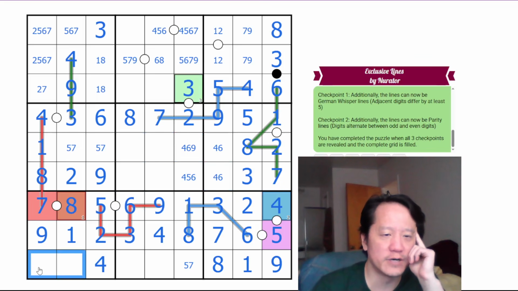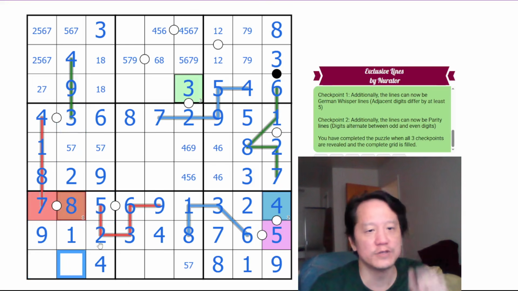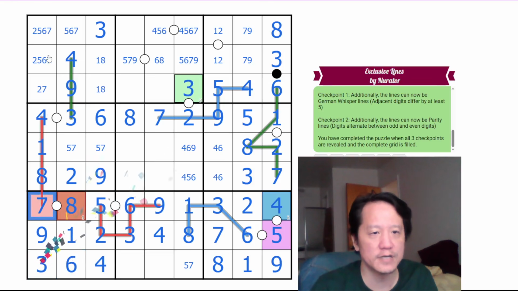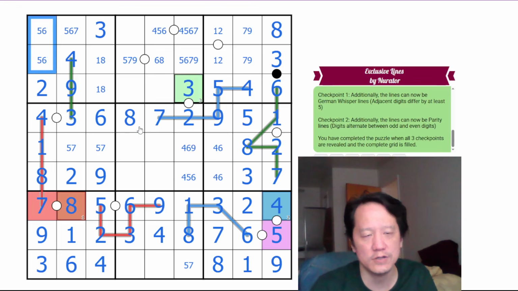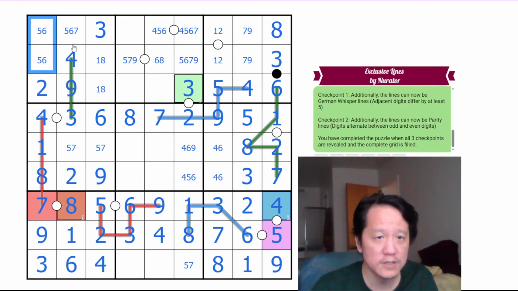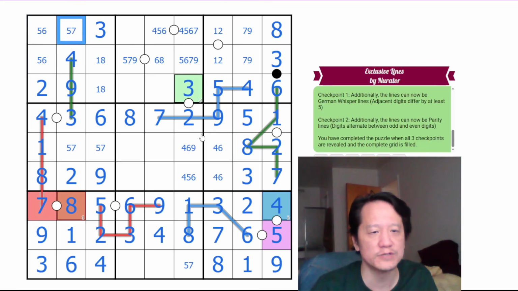Remaining digits in box 7 have to be 3 and 6. This can't be 3 because of 3 in the column, so this is 6, which makes that 3. 7 eliminates 7 in the rest of the column, so this can't be 7, that's 2. There's no 2 or 7 here. It's 5 or 6. No 5 or 6 here because of 5 or 6 pair in the box. So this is 7, which makes this 5, which makes that 7.